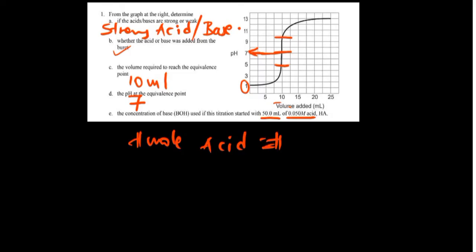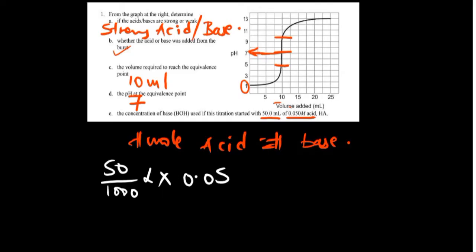From the information that we have, our acid had 50 milliliters, and of course we want to convert that to liters by dividing by 1000, because that's what we want to work with. So we divide 50, our volume, by 1000, which gives us liters, and then multiply by the concentration, which is 0.05 molar, the same as mole per liter. So we have the number of moles for our acid.